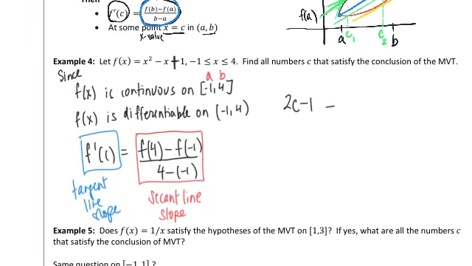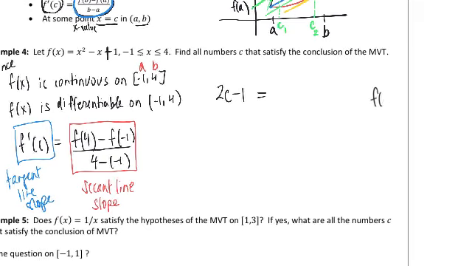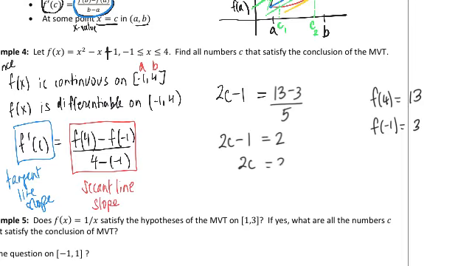So 2c minus 1 is equal to that quotient. You may want to go off to the side and figure out that f of 4 is equal to 13, and f of negative 1 is equal to 3. So we get f of 4 minus f of negative 1 over 4 minus negative 1, which is 5. So 13 minus 3 is 10. 10 divided by 5 is 2. 2c minus 1 has to be 2. 2c equals 3. c equals 3 halves.